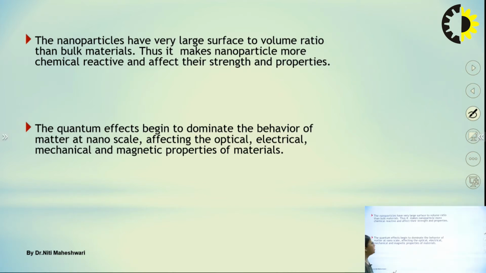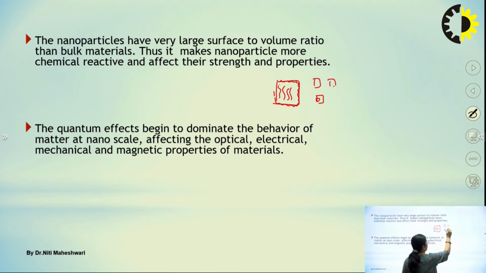What happens when I break a bulk material to the nano size? When the material is in the bulk state, you can see the number of particles on the surface is lesser in comparison to the particles present inside. But when we break down the material to a smaller size, the grain size also reduces. Grain size means the particle size. As a result of the increase in surface area, more particles are going to be exposed and present at the surface.